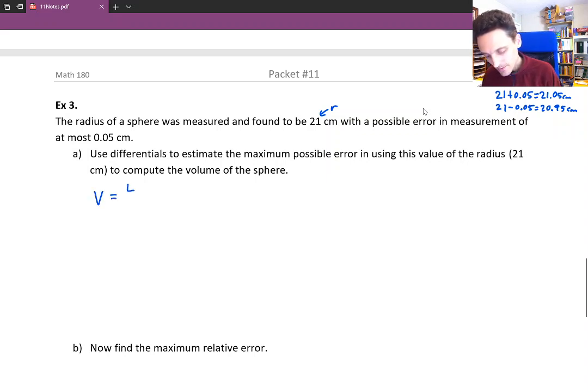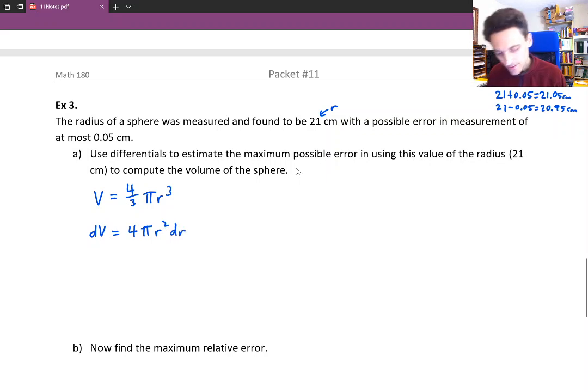The volume of a sphere is 4/3 pi r cubed. And to use differentials, we're going to then take the derivative of this volume formula, and we get 4 pi r squared when we take the derivative of 4/3 pi r cubed. And remember, here we're going to have a dV, and here we're going to have a dr.